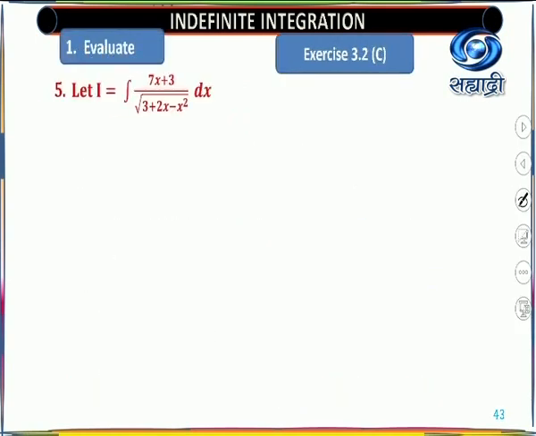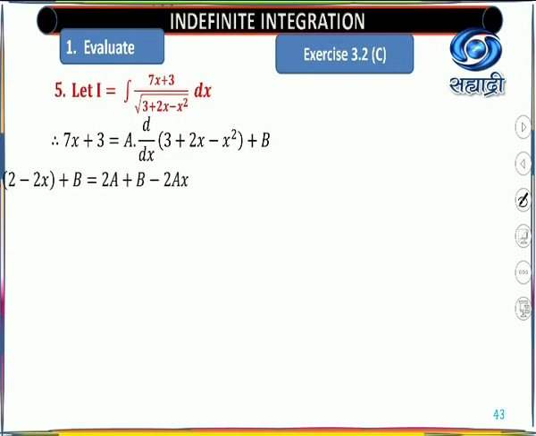The next example is I equal to integral 7x plus 3 upon root. Now this is inside the root sign. So there are two types. One type we already discussed with our first example. Now the second type we are discussing with our second example. Now what is the second example? In that again the numerator is equal to a times the derivative of whatever the terms inside the root sign, that is 3 plus 2x minus x square plus b. Okay, so we'll get the derivative of it.